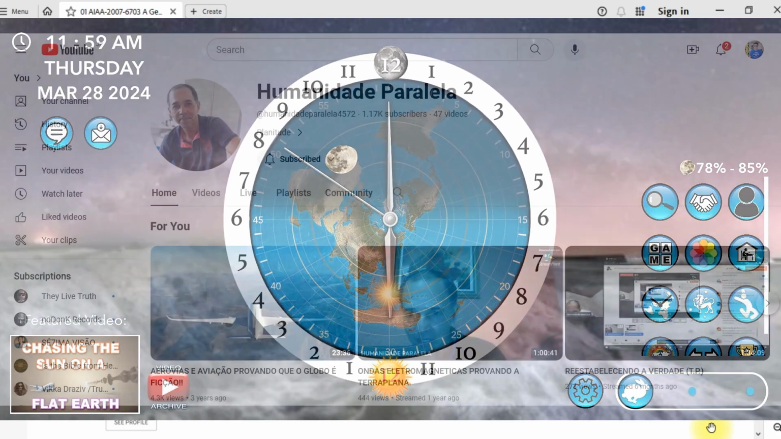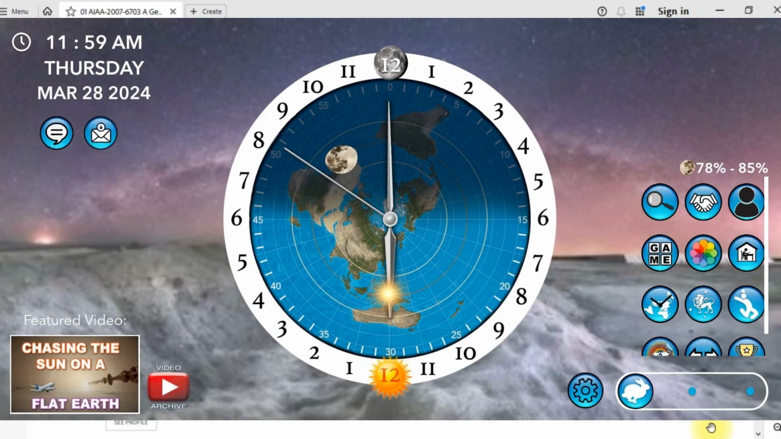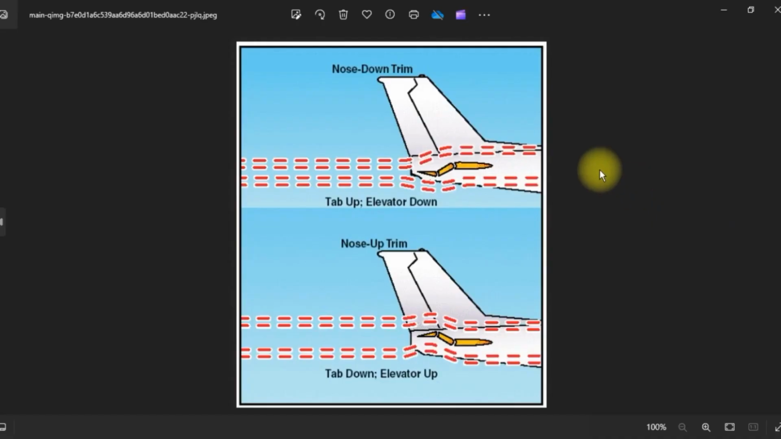Shout out to Leone in Brazil from the channel Humanidade Paralela, a Flat Earth channel. He recently took part in a live stream, and I watched it, and he cited this document. I went ahead and searched for it so you guys can have an idea what this all means. Here we have an aircraft, and this is the elevator right here.